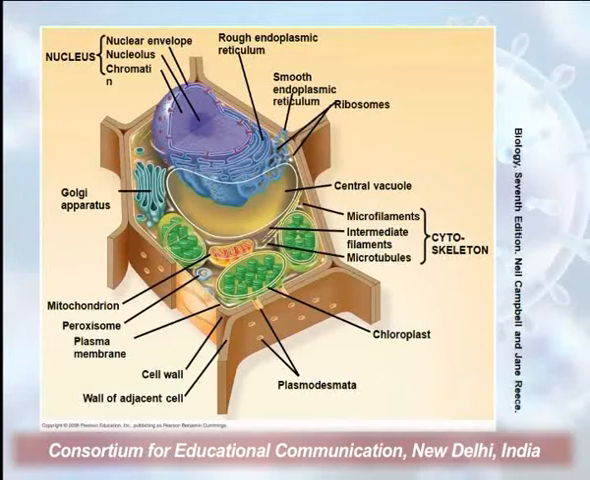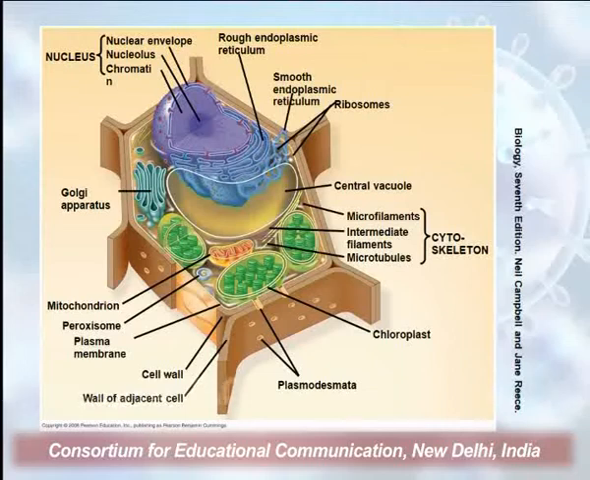If we see over here, there are different organelles shown, like the Golgi apparatus, rough endoplasmic reticulum, smooth endoplasmic reticulum, and ribosomes. Then there is the nucleus, which can be differentiated into various regions like the nuclear envelope, nucleolus and the chromatin region.